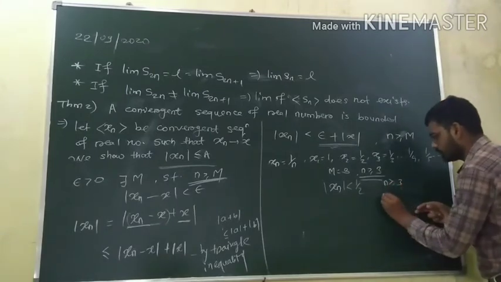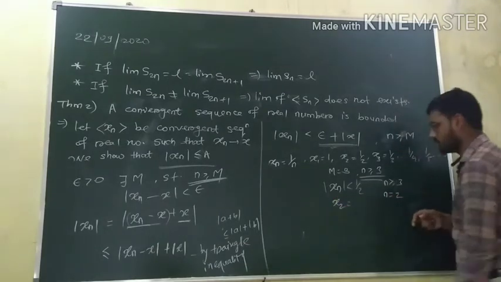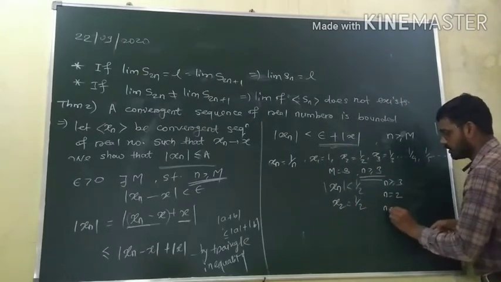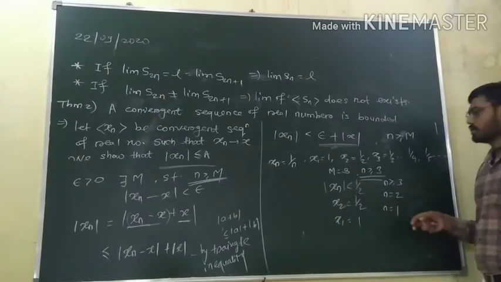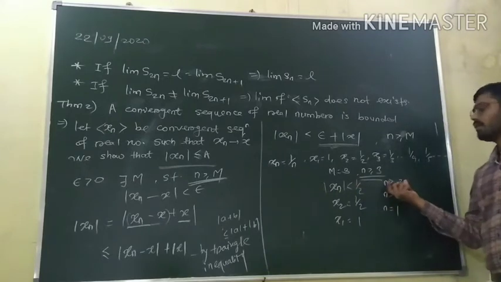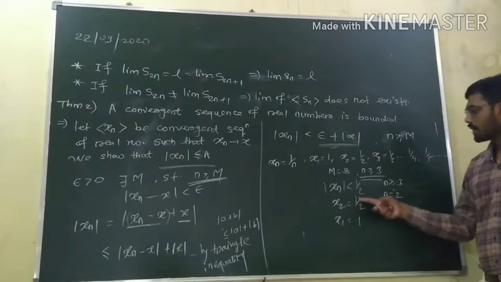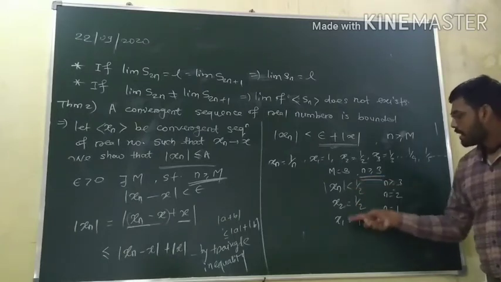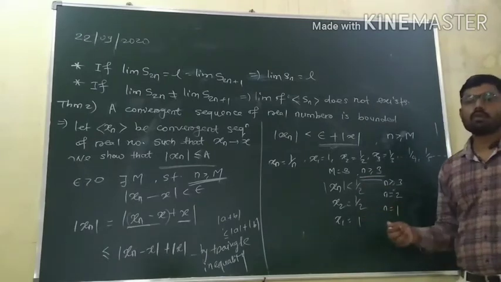For n equal to 2, x2 is equal to 1 by 2, and for n equal to 1, x1 is equal to 1. So each term of xn is less than 1 by 2 whenever n is greater equal to 3. Now only two terms are left, x1 and x2, which are 1 and 1 by 2. So we can say the maximum value of these three is the upper bound for xn.